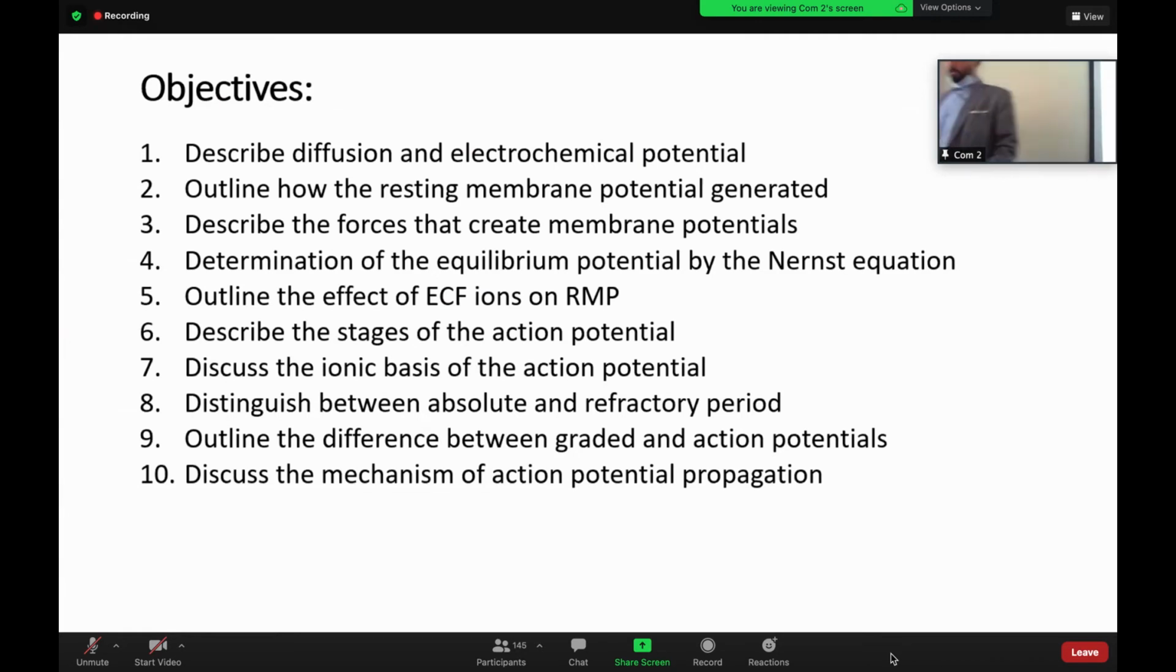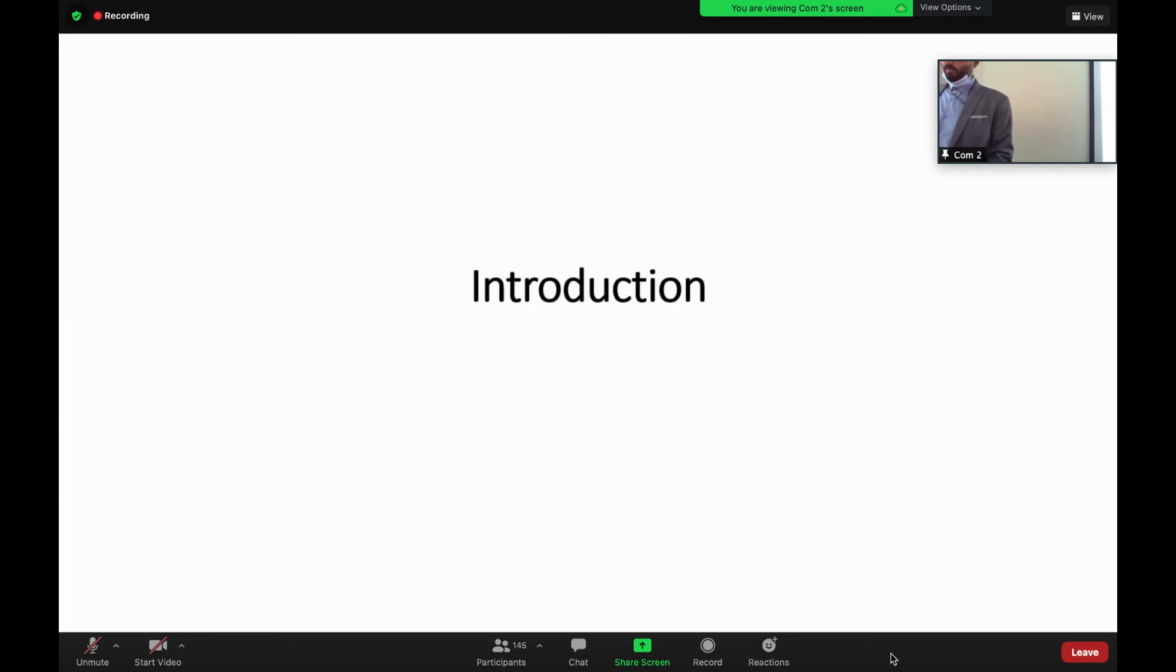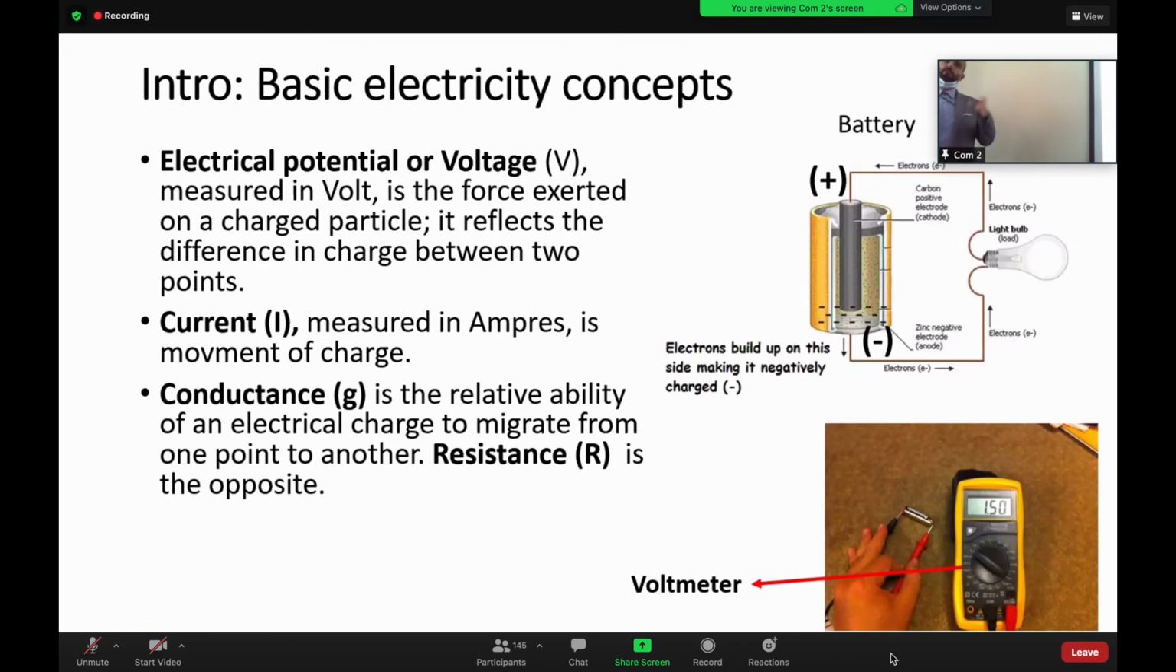Okay, so let's start. Firstly, I would like to introduce some simple electricity concepts, because we will be talking more about voltage, current, conductance. What do they mean? Okay. So, a simple analogy in order to understand these concepts is we will use the battery. Everyone uses a battery. Yeah? You guys are familiar with the battery?